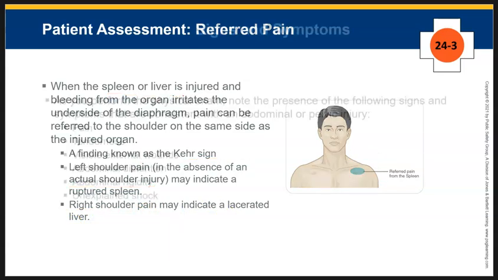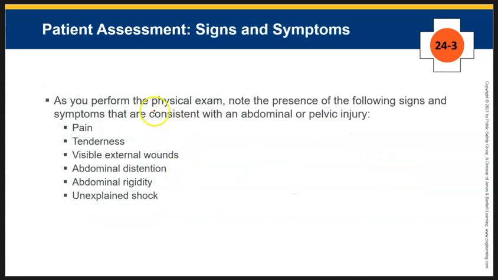Now, in our head-to-toe assessment, again, the physical exam will look for these particular signs consistent with abdominal or pelvic injury. We're looking for pain or tenderness or visible wounds. Abdominal distension or rigidity upon palpation could indicate internal bleeding, and that would be accompanied by our vital signs findings pointing towards the presence of shock.